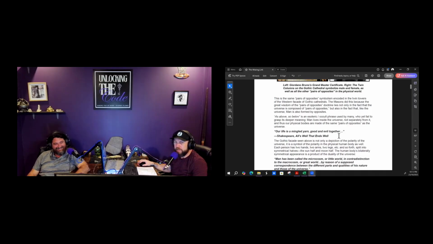And the Gothic facade seen above is not only a depiction of the polarity of the universe, it is a symbol of the polarity of the physical human body as well. Each person has two hands, two arms, two legs, and so forth, split into symmetrical halves, the sun half and the moon half. The human body's bilaterally symmetrical appearance is a product of the duality of the universe.